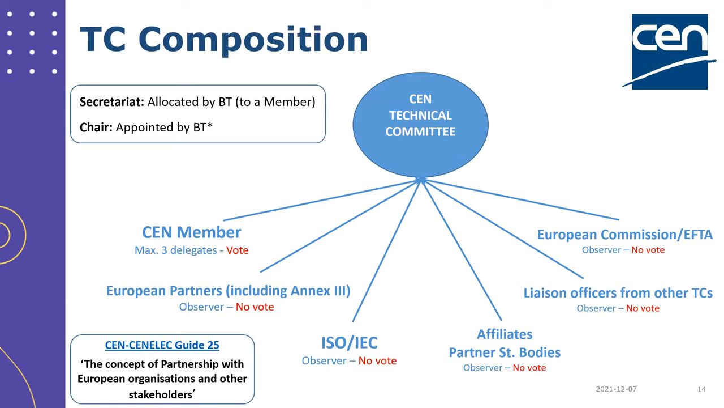Then we have CEN members that have voting right, and each CEN member can appoint a max of 3 delegates. But it is important that one of these delegates is the head of delegation. So whenever there is a CEN TC plenary meeting, for example, it is important that if there are 3 delegates attending that meeting, one of them is the head of delegation that can vote, to avoid that the same member votes 3 times, of course.